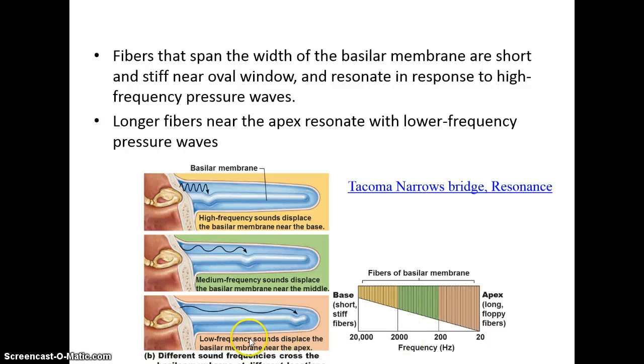So if you read here, the fibers that make up the basilar membrane are short and stiff near the oval window. That's these guys here. Long fibers near the apex resonate with lower frequency waves. Those are these guys here. So the way this works is that anything that has the ability to vibrate will vibrate when exposed to sound of the same frequency at which that thing would vibrate if you hit it.